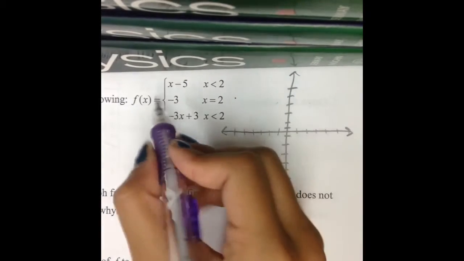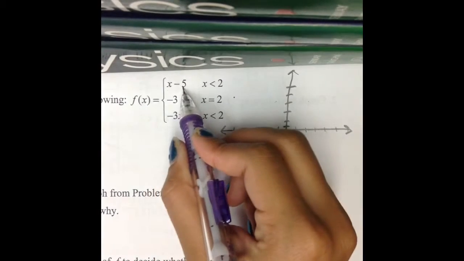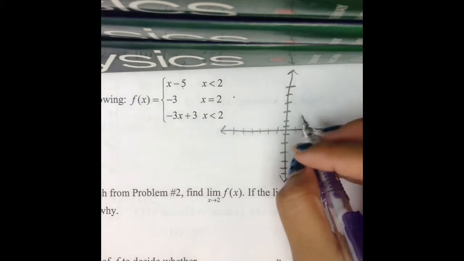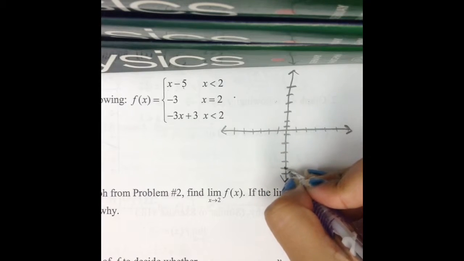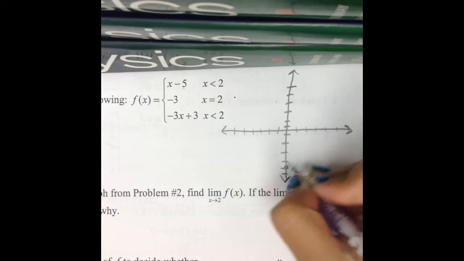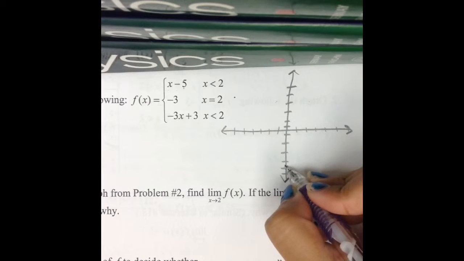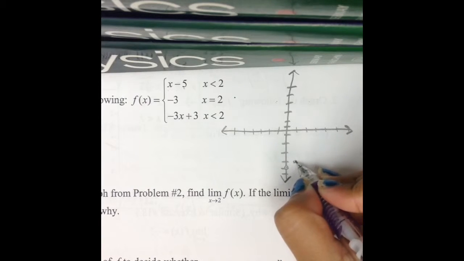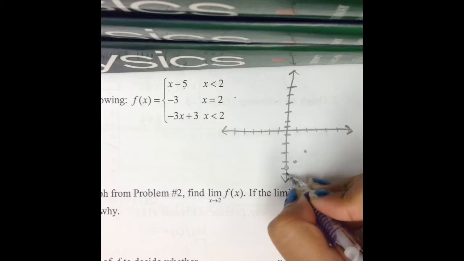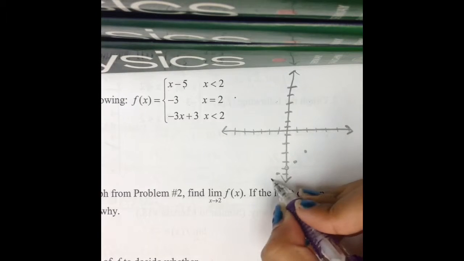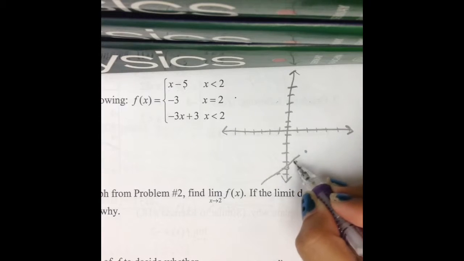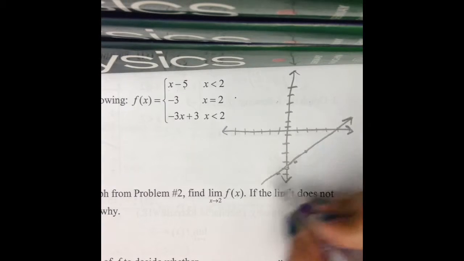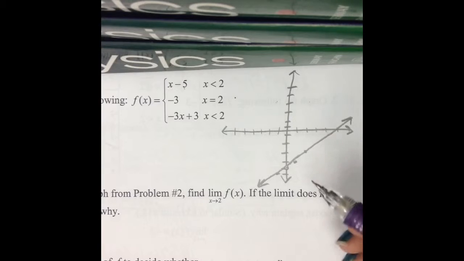And our first one is x minus 5. So you have to graph your line at negative 5. So 1, 2, 3, 4, 5. And your slope is 1. So you go up 1 over 1, up 1 over 1, down 1 over 1. And if you have graph paper or a nice graph, you would get a straight line, but we're just freehanding here.